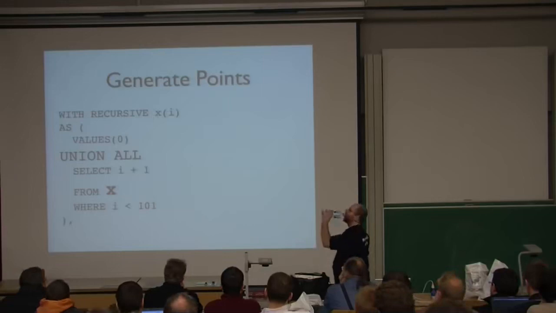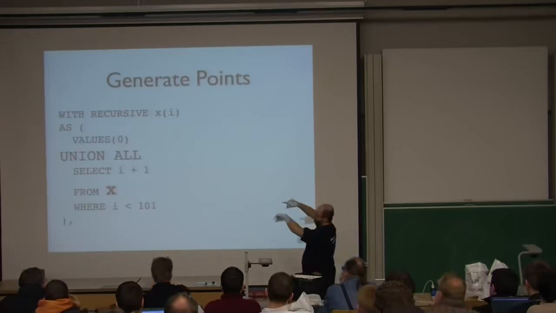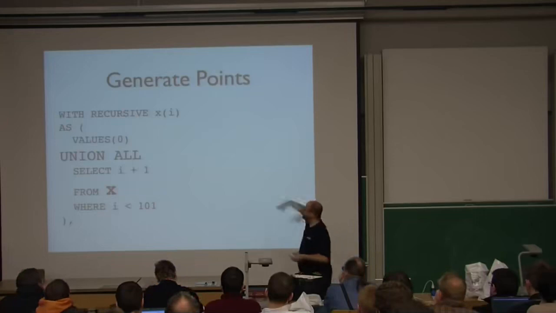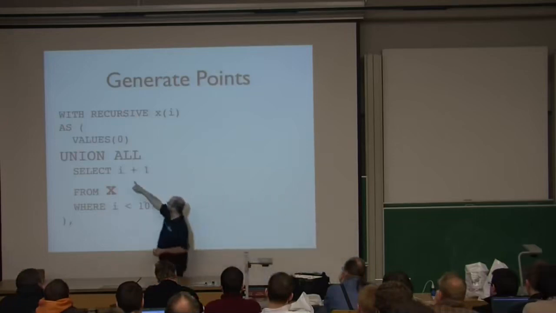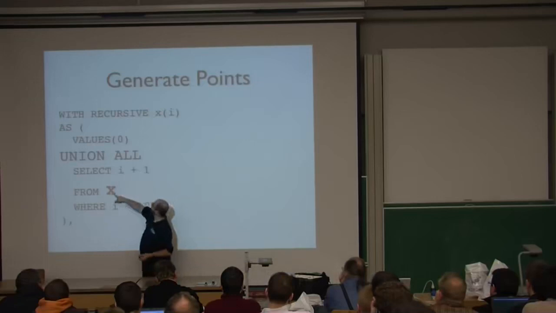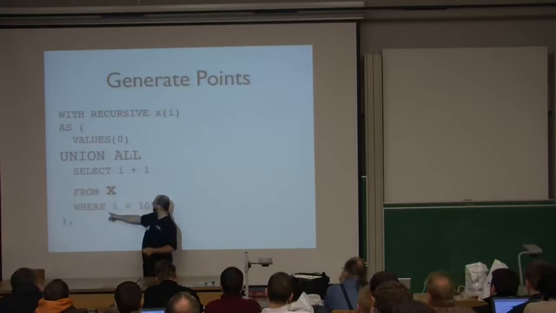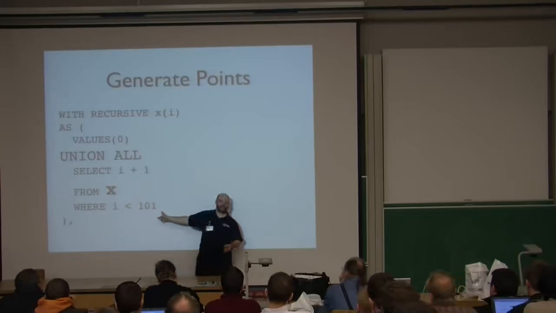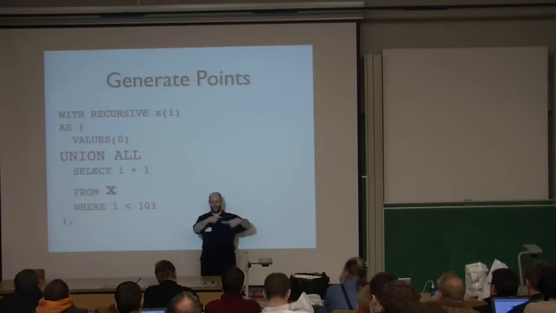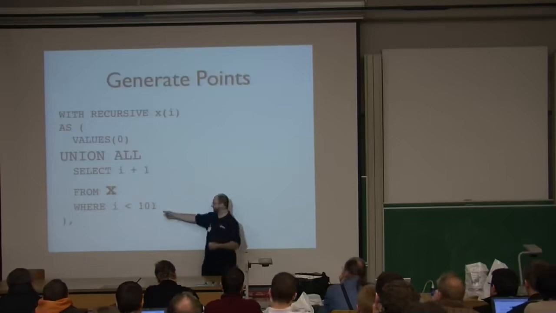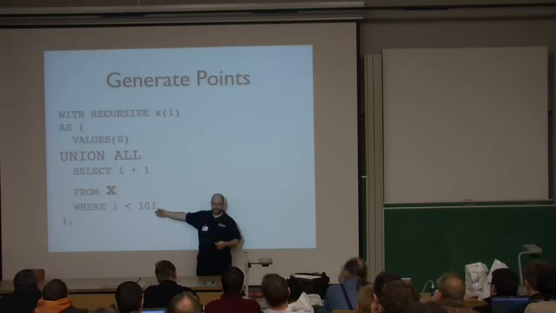So you start with this temporary view, which just has one row in it, and that row is a 0. And then we say SELECT i + 1 FROM x, that's our recurrence relation, WHERE i < 101. And that means if we keep going, except that we have to check that i is less than 101.